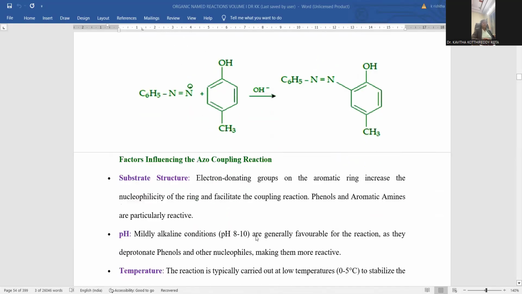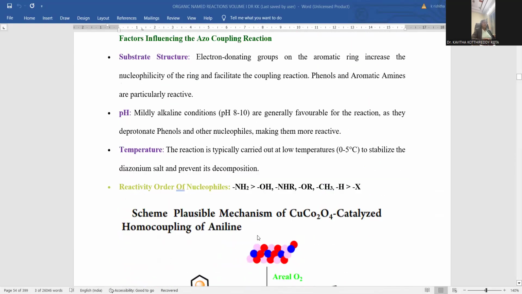Right? What factors operate in order to accomplish the azo coupling reaction? Factors influencing azo coupling. Substrate structure: electron donating groups are activating, so the reactivity will be uplifted by electron donating substitutions on the aromatic ring system. pH: alkaline conditions are favorable. pH must be in the range of 8 to 10. Alkaline conditions are feasible for pulling a proton from that system, so that a more nucleophilic nature arises, which is suitable for the coupling reaction.